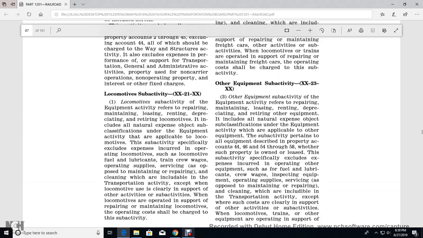All right, locomotive sub-activity, XX-21-XX. Locomotive sub-activity, equipment activity refers to repairing, maintaining, leasing, renting, depreciating, retiring locomotives. It includes all the natural expense objects of the classification under the equipment applicable to locomotives. The sub-activity specifically excludes expenses incurred with the operating of the locomotives, such as locomotive fuels and lubricants, train crew wages, operating supply of services, and operating supplies, maintenance and repairing and cleaning of the locomotive, which are included with the transportation activity, except if the locomotive clearly supports the other activities or sub-activities, when the locomotive is operated with the support.